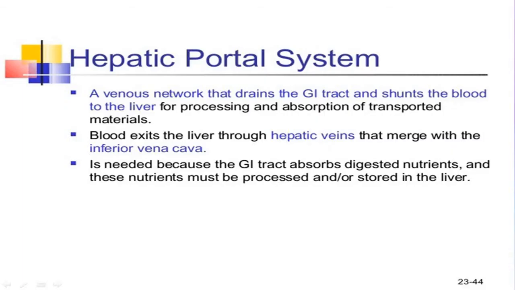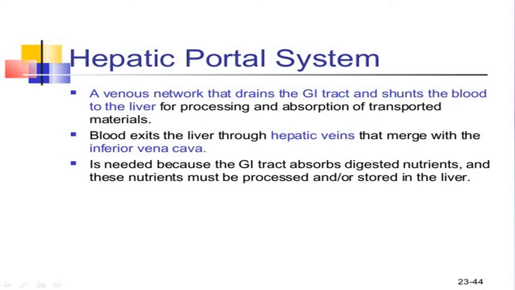Now, first of all, what is hepatic portal system? Hepatic portal system is a part of venous circulation that drains the blood from gastrointestinal tract to the liver for processing and absorption of some transported material. Blood exits the liver then through hepatic vein, which merges with the inferior vena cava, which then opens into heart.